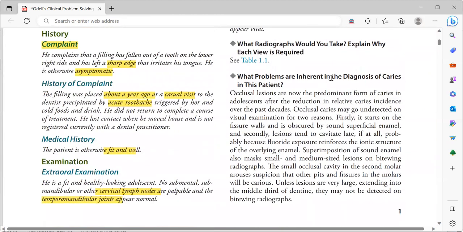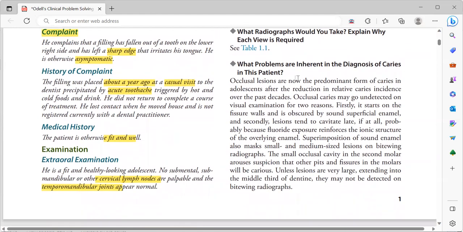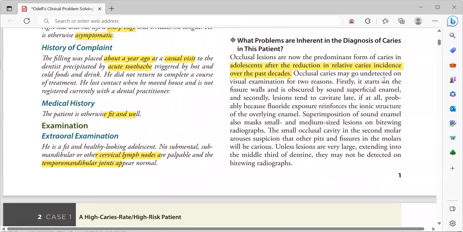Okay, so what problems are inherent in the diagnosis of caries in this patient? Occlusal lesions are now the predominant form of caries in adolescence after the reduction in relative caries incidence over the past decades. Occlusal caries may go undetected on visual examination for two reasons. Because when we look in the patient's mouth, from the occlusal we can only see a pinpoint, but deep down it could be very big caries.